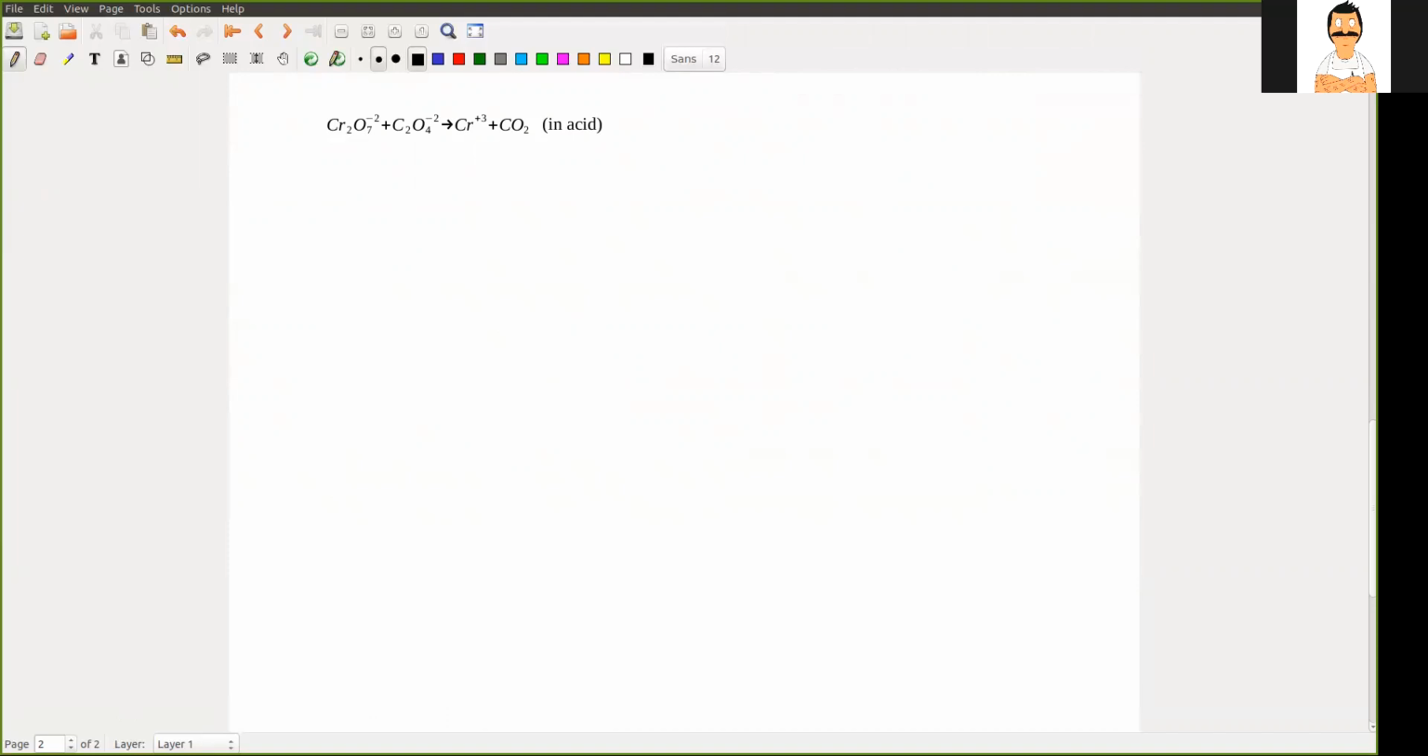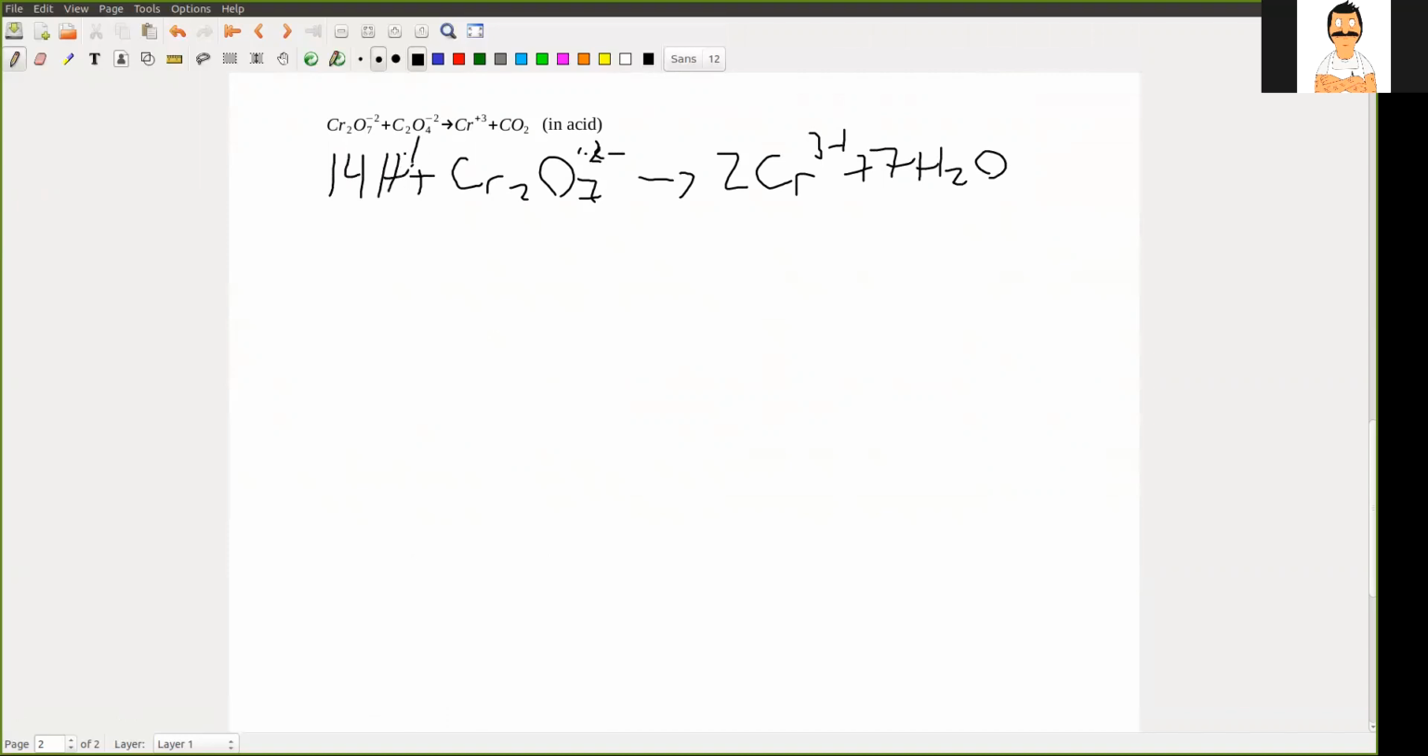So we have Cr2O7 2 minus goes to, and we should have 2 Cr3 plus, and we need to balance out the oxygens. So we have 7 H2Os, which means on the other side, we're going to have 14 H pluses. And we'll balance the charge after we've done the second one.